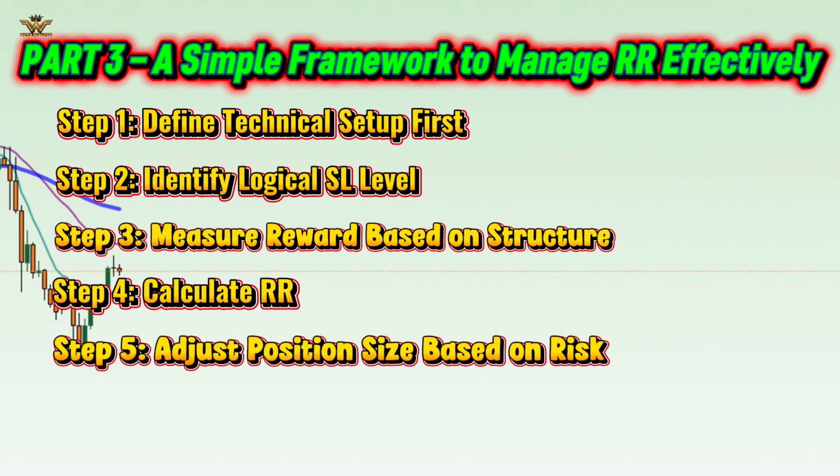Step 5. Adjust position size based on risk. If you're risking 1% per trade and your stop loss is 30 pips, calculate your lot size accordingly. Don't adjust the stop loss just to get the size you want. Adjust lot size, not logic. This is the part 3, and this is the example for you to set up the gold trading plan with a reasonable risk-reward ratio.